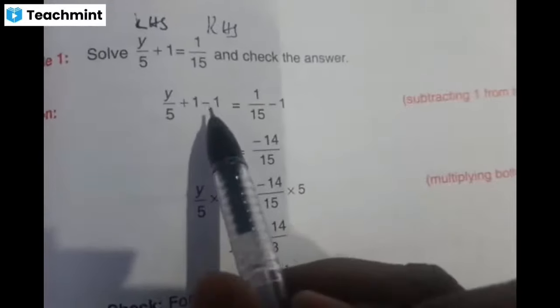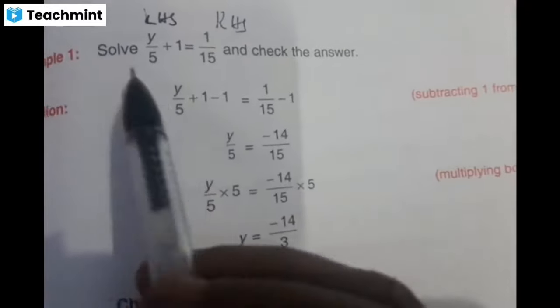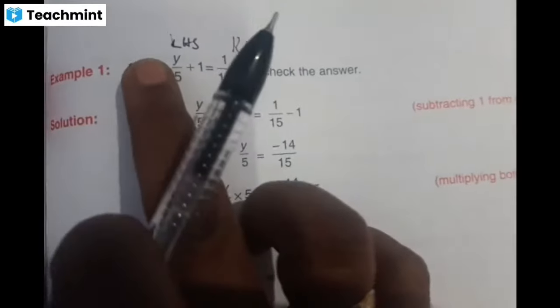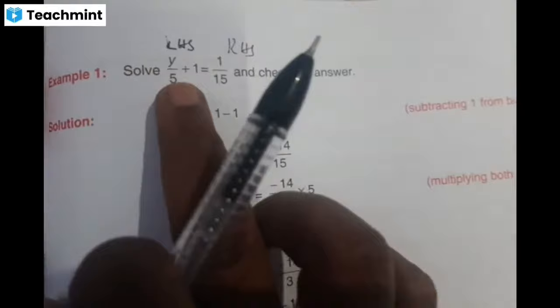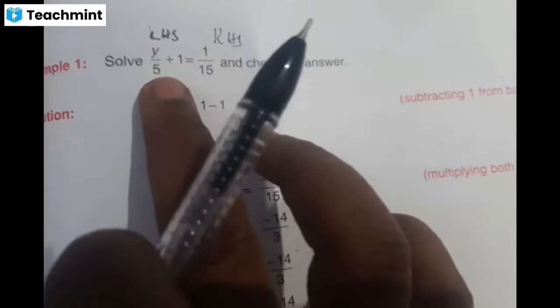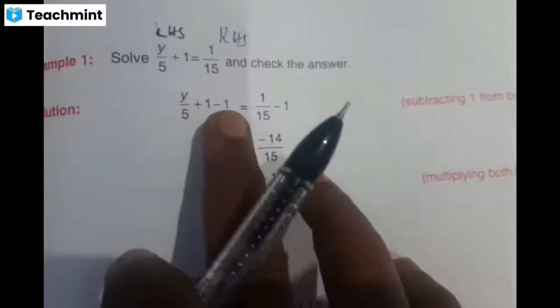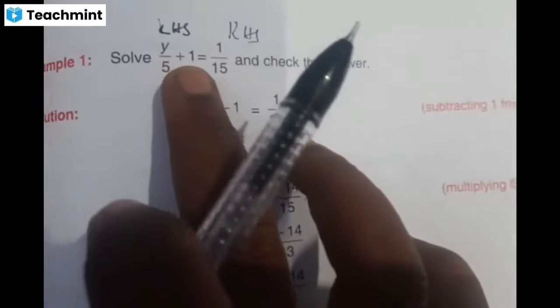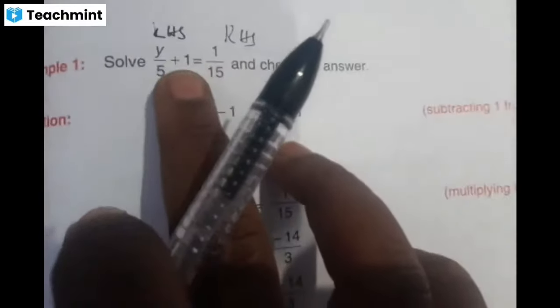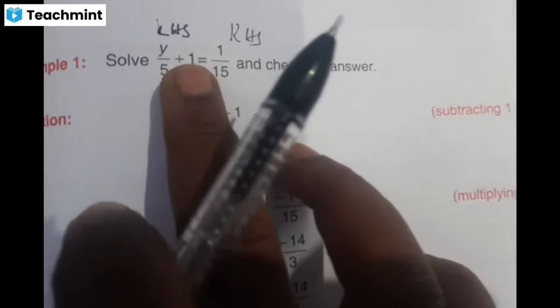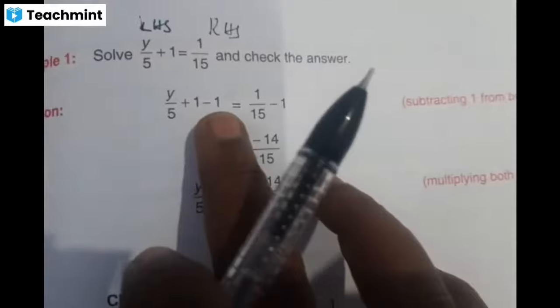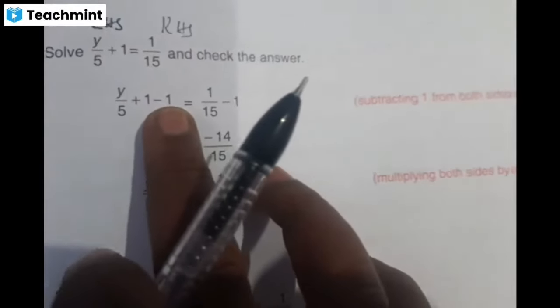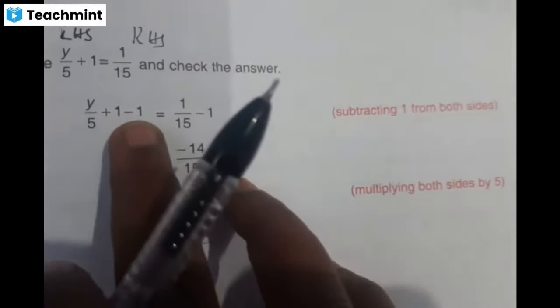Now, observe the left hand side, because in the left hand side we have got the unknown term. So we have to remove whatever is attached to the unknown term, children. First we have to remove this plus 1. To make the value plus 1 as 0, what do we have to do? We have to add minus 1 here. So I have added minus 1.